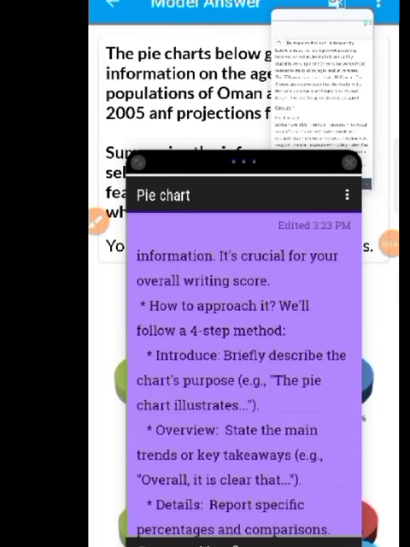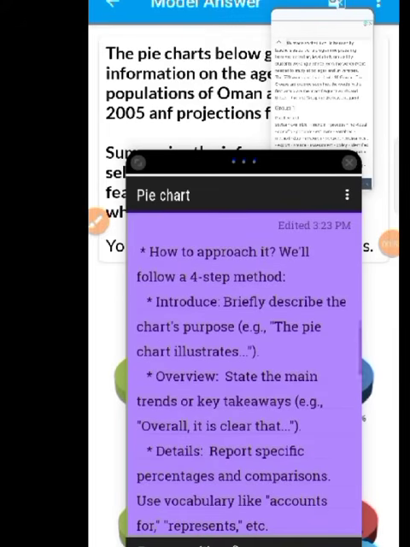Now, how to approach it? We'll follow a simple four-step method, and I'll explain as we move along. Briefly describe the chart's purpose. For example, what does the chart illustrate, or what does the chart tell you?